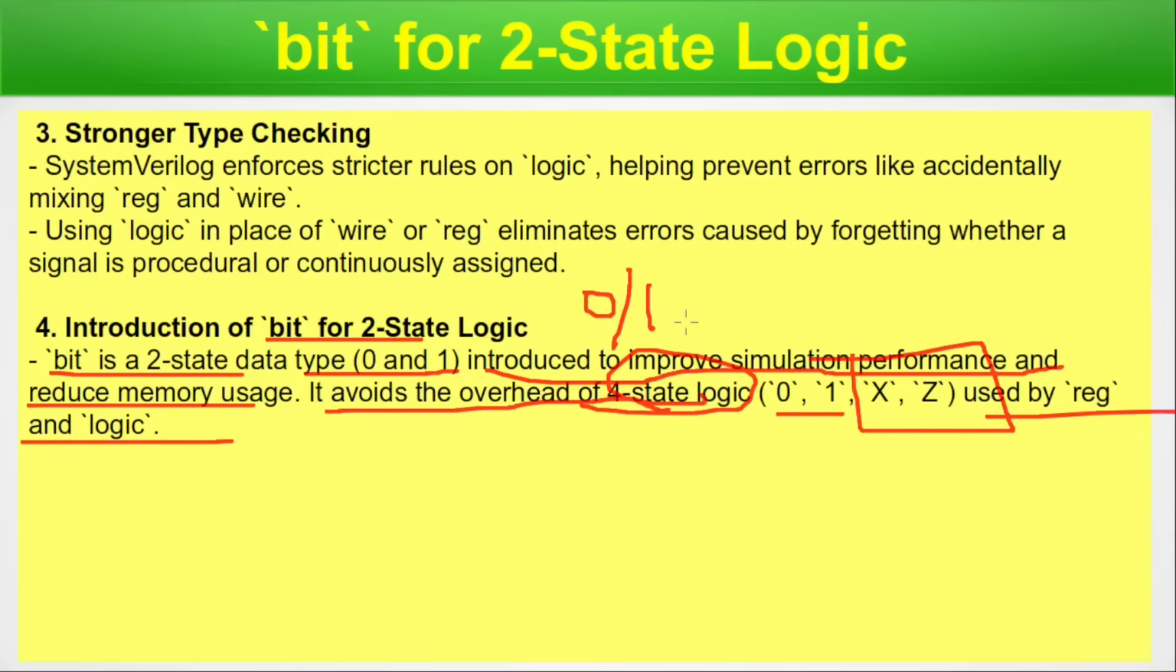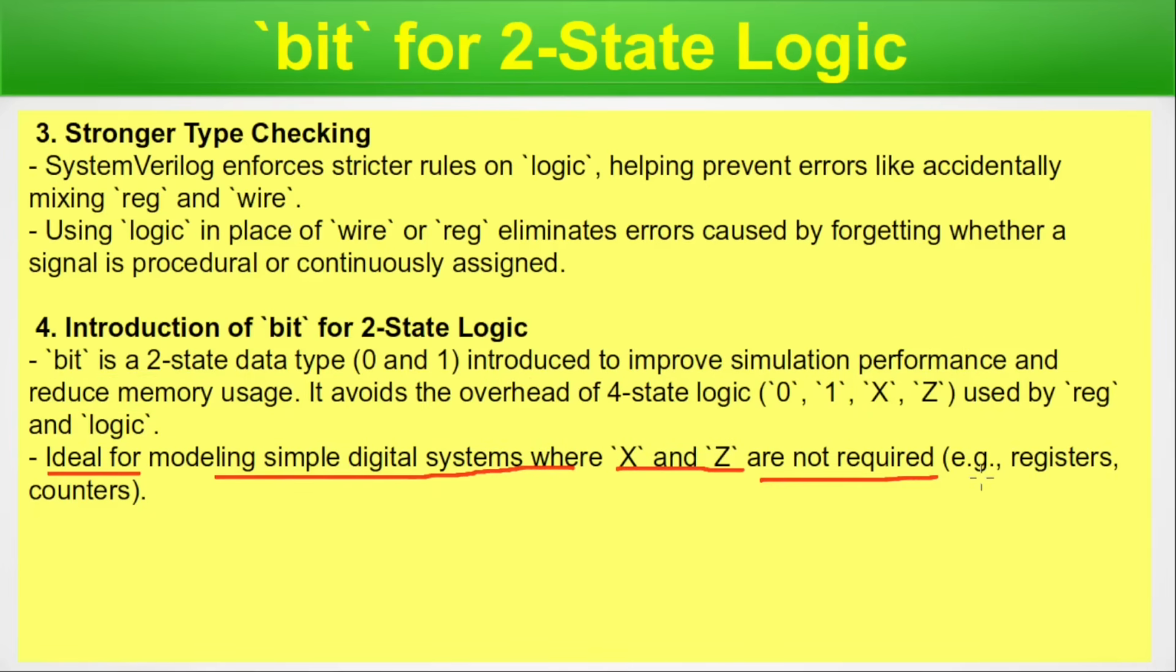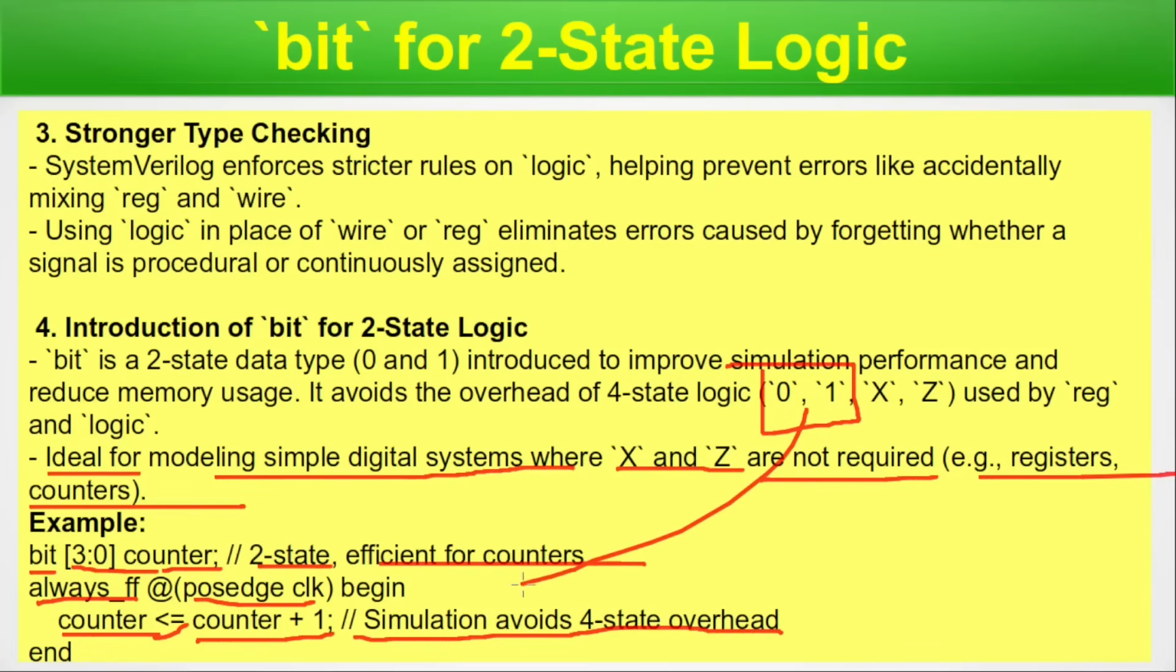In the cases where X and Z are not present and will not be present at any cost, you can go ahead with bit. It is ideal for modeling simple digital systems where X and Z are not required, that is registers and counters. We have an example here. We have a bit defined [3:0] counter. It is 2-state efficient for counters. We have an always_ff with a trigger of the positive edge of the clock, and here counter receives counter plus 1, with this non-blocking assignment. This simulation avoids 4-state overhead. That means now these 2 states are considered here, and X and Z are excluded.